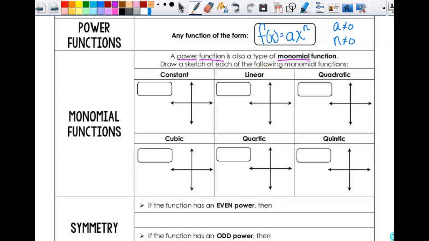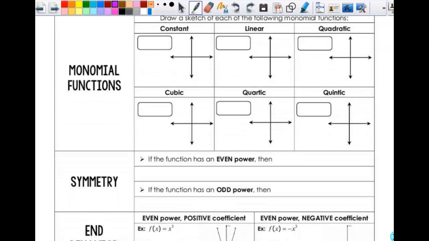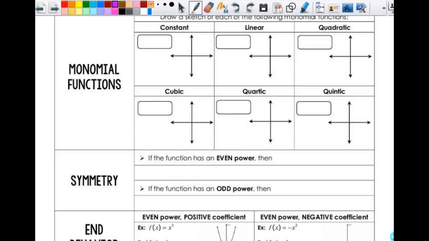And we're going to draw a sketch of each of the following monomial functions, some of which are the same parent functions that we've been looking at. So our constant function is just f of x equals c, where c is a number, not a variable, and that would make it a horizontal line. Linear, we know, is f of x equals x. So that is your y equals x line that looks something like that.